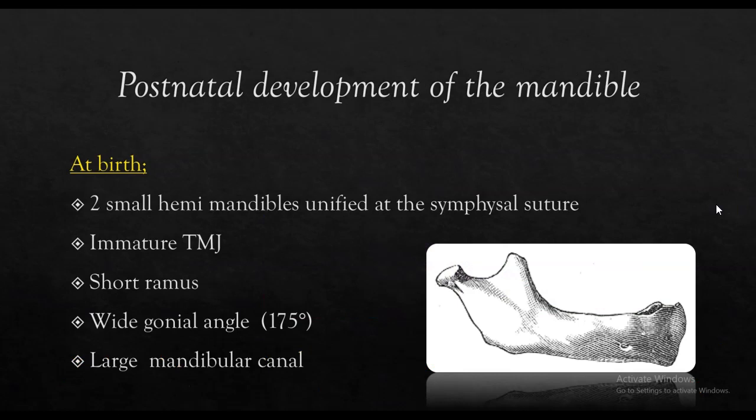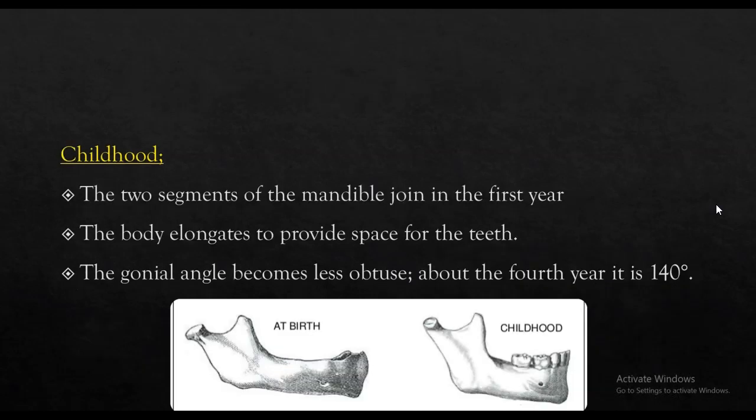At birth, the two small hemimandibles are unified at the symphysial suture. The temporomandibular joint is immature. The ramus size is short, the gonial angle is obtuse, and the mandibular canal is large. The two segments of the mandible join in the first year, but a trace of separation may be visible in the beginning of the second year, near the alveolar margin.